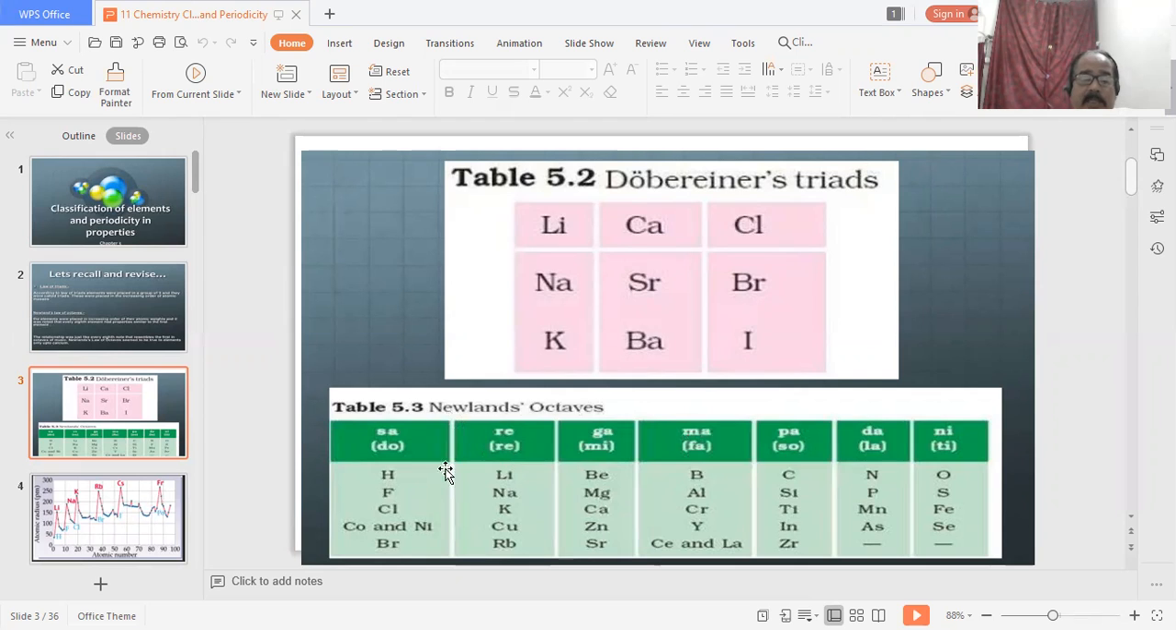So according to Newlands' octaves, in the first row we have hydrogen, fluorine, chlorine, cobalt and nickel; under Re, lithium, sodium, potassium, copper, rubidium; and under Ga, beryllium, magnesium, calcium, zinc, strontium; and Ma, barium, boron, aluminum, chromium. So in every row the elements are present like that. Here 5, here 5, here 5, 5, 5, 4, and 4. According to this law, these elements have similar properties. So this is the Newlands octave rule.